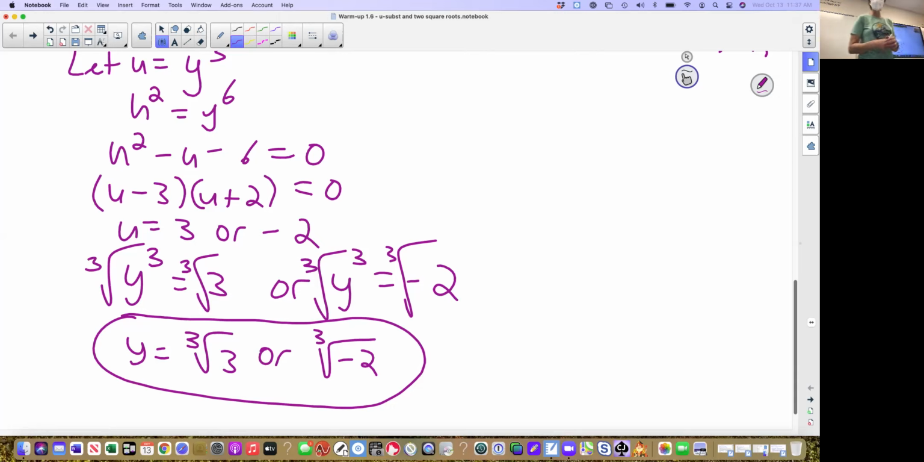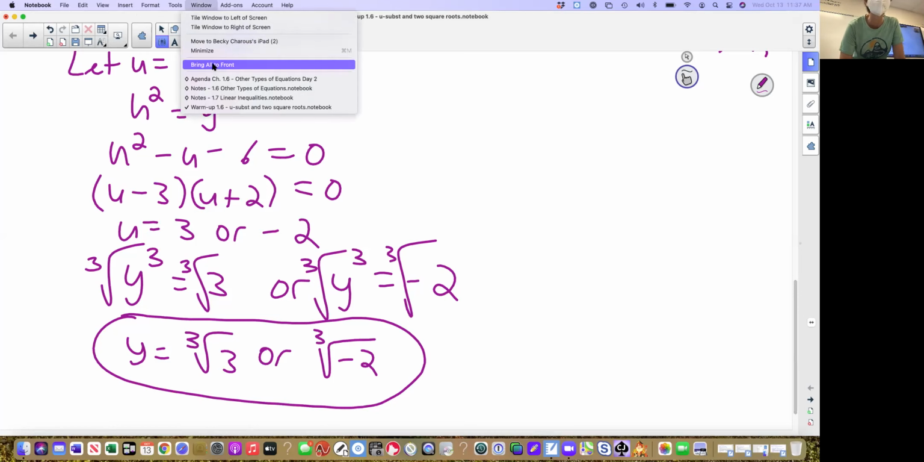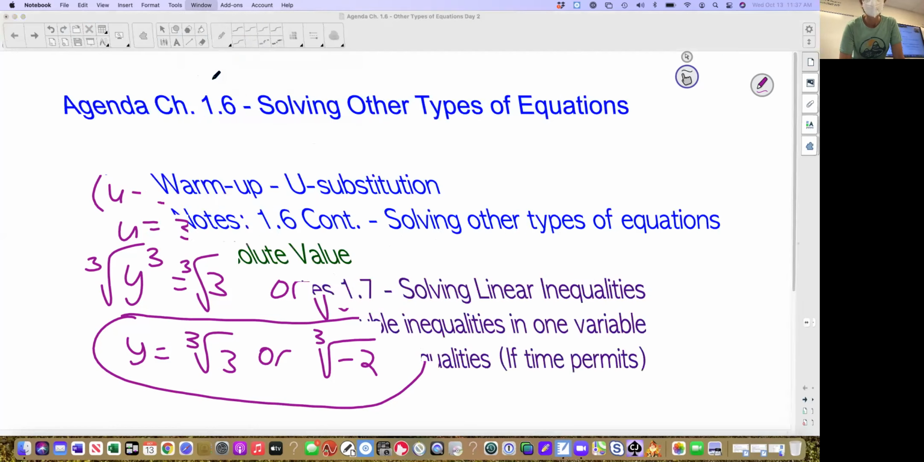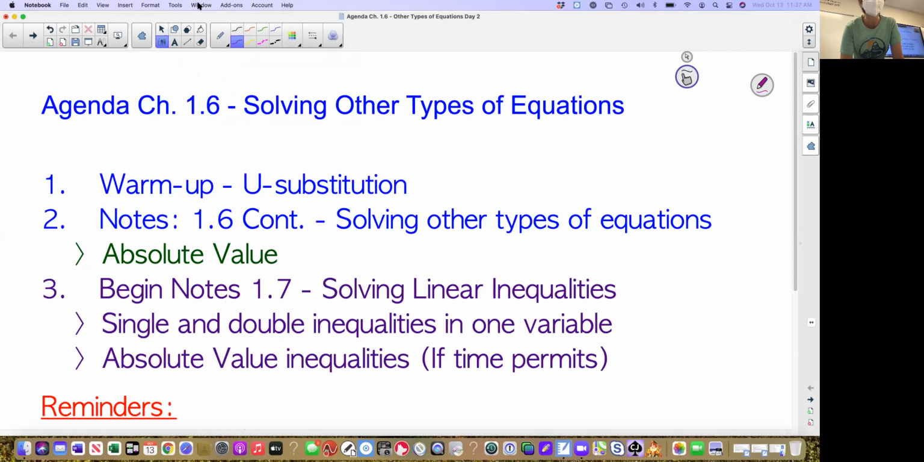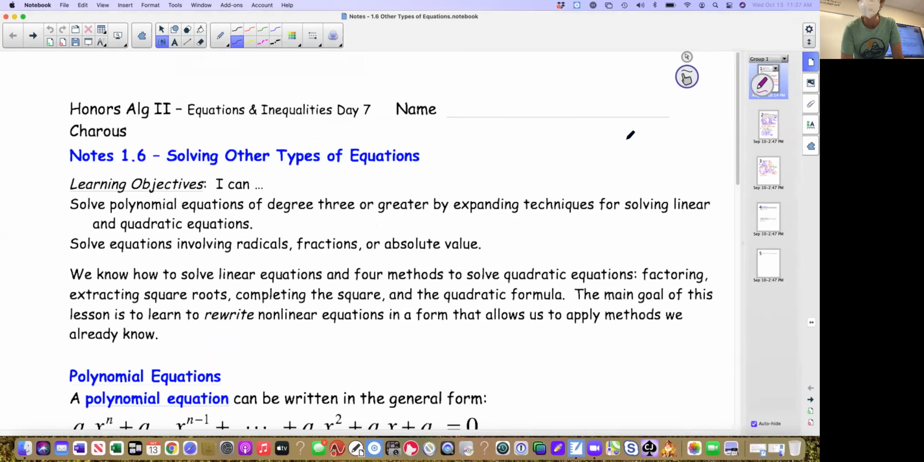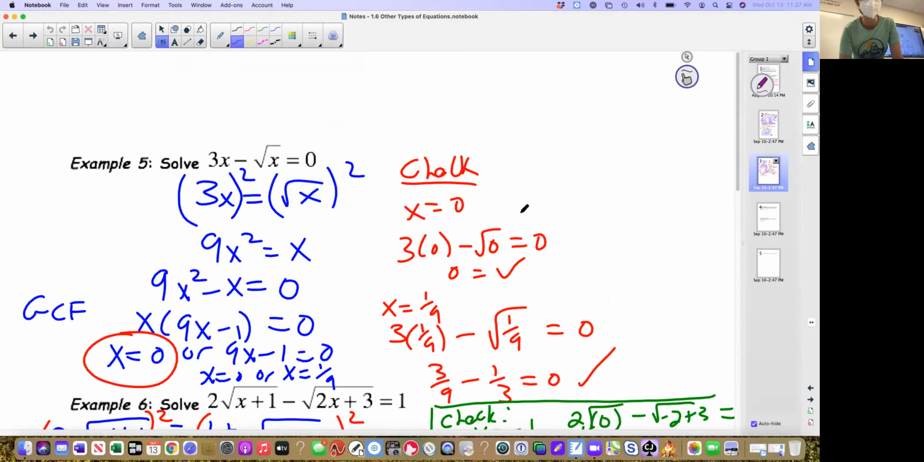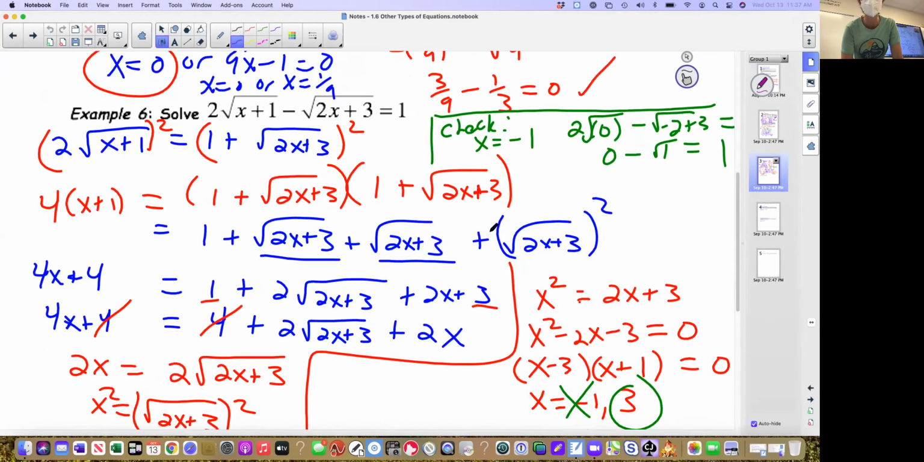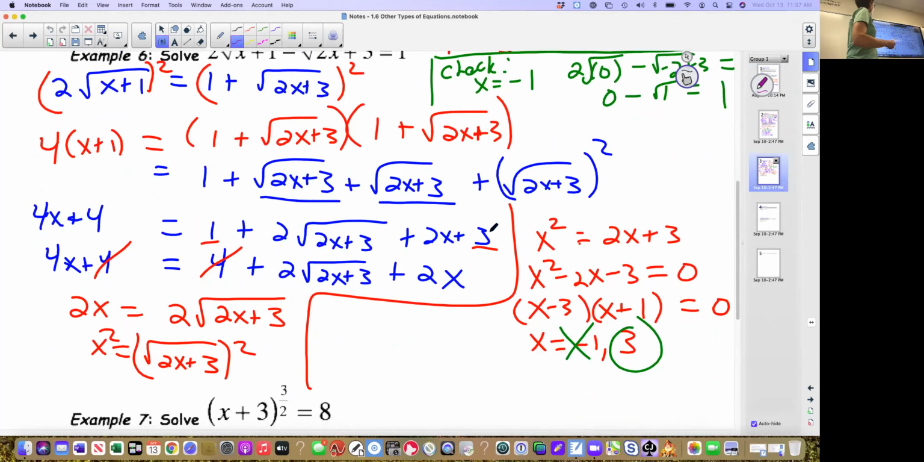Okay, so we're going to flip back to the notes on 1.6, and we're going to continue on to example 7. I sent you the video of example 6, in which I showed that if we check the solution 3, it's actually going to work, or you could walk through it more slowly if you needed to.